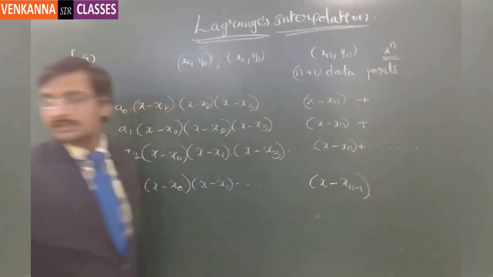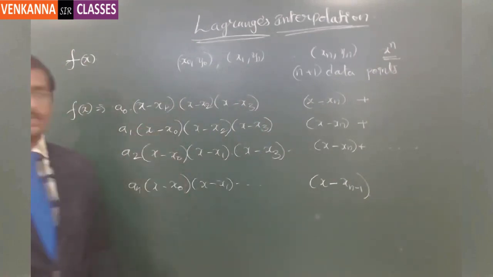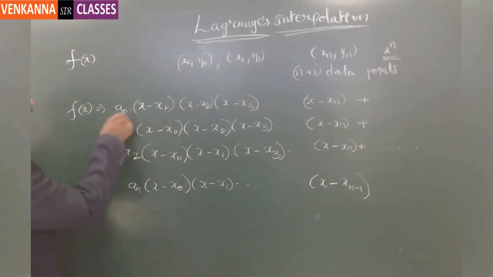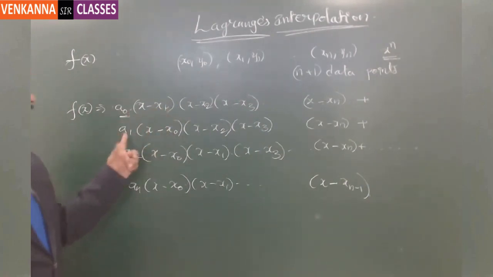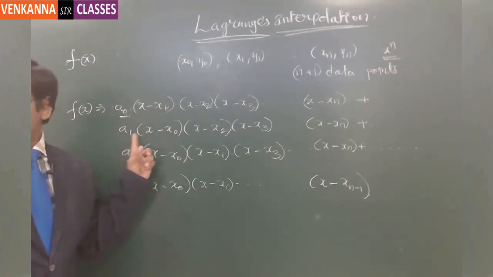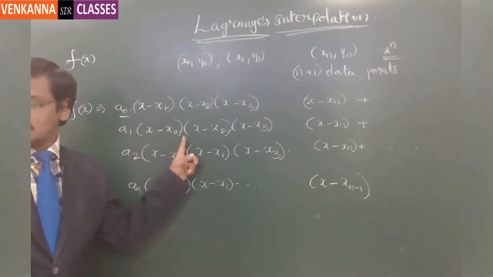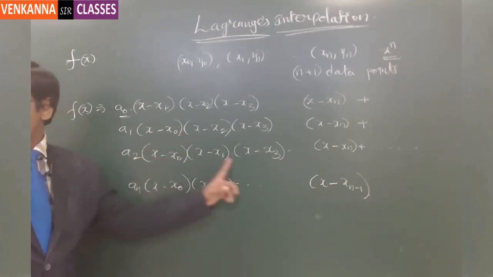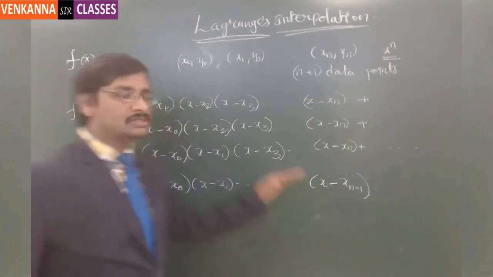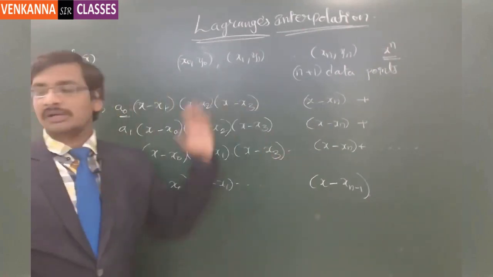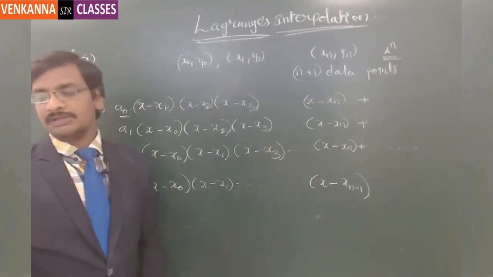If you notice in the entire polynomial, for a0, x0 is missed out. For a1, x1 is missed out. For a2, x2 is missed out, and for an, xn is missed out. So this is how you can construct a polynomial out of the data points.